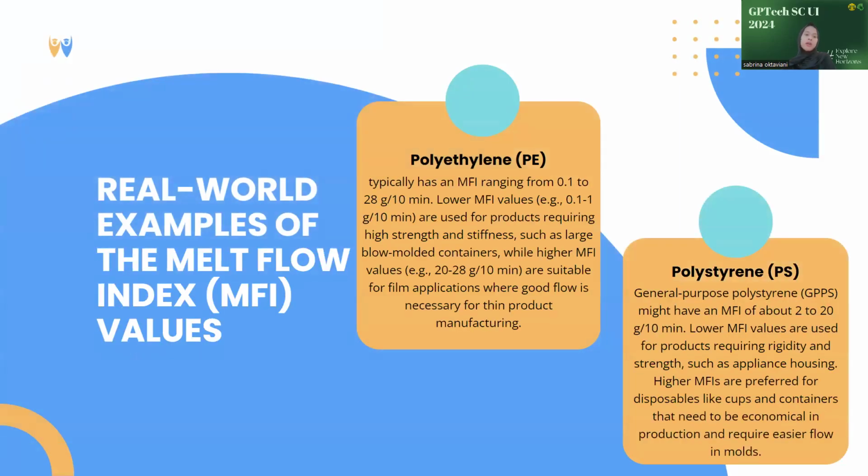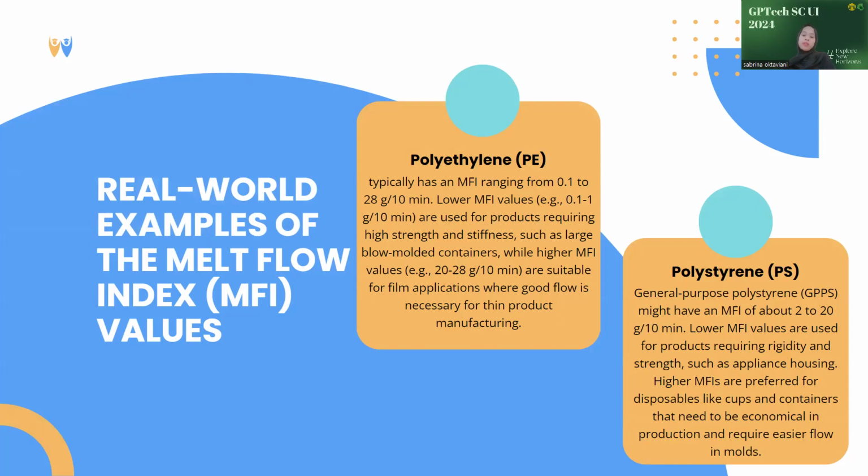And the last is real world examples of melt flow index, or MFI, values. Polyethylene typically has an MFI range from 0.1 to 28 grams per 10 minutes, and lower MFI values are used for products requiring high strength and stiffness, such as large blow molded containers, while higher MFI values are suitable for film applications where good flow is necessary for thin product manufacturing.